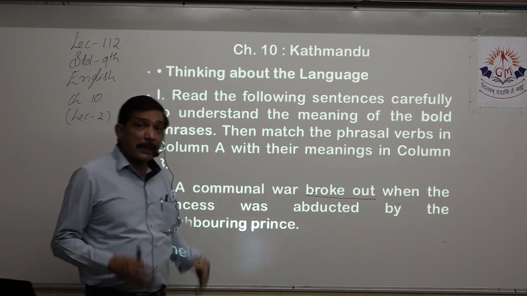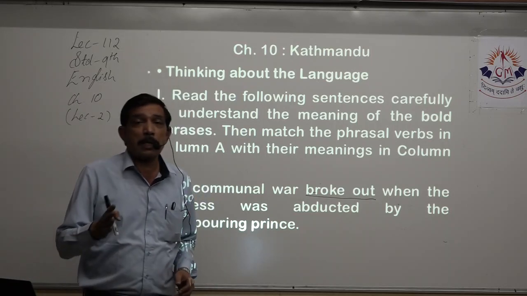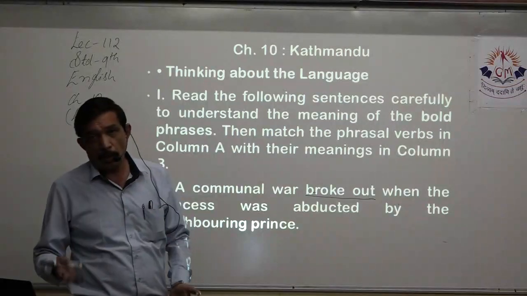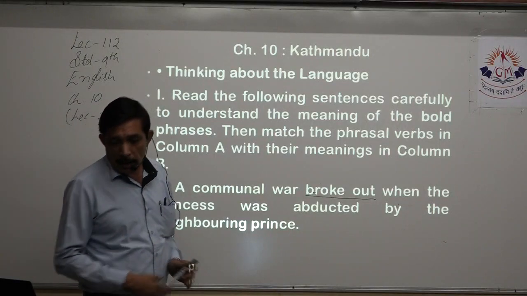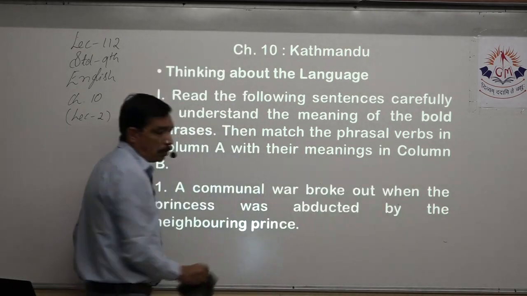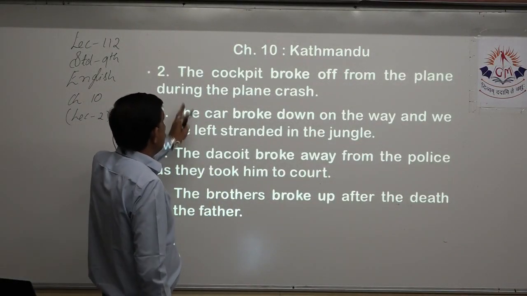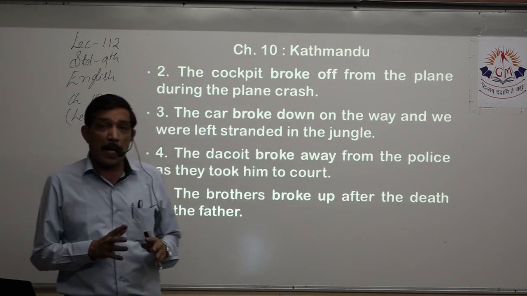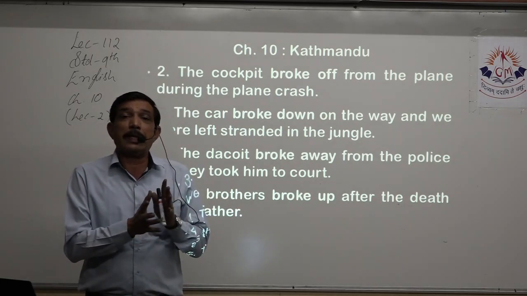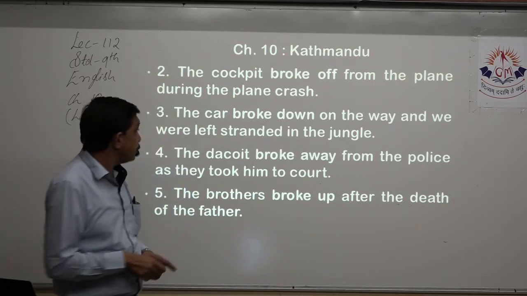Here, communal war started. So, communal war started, broke out. So, the meaning of broke out is start, usually of something that may be a disease, maybe a pandemic, maybe war. So, this is the meaning that we get from this particular phrasal verb. So, please remember the meaning, broke out, start of something. The cockpit broke off from the plane during the plane crash. Now, when the plane crashed, the cockpit and the rest of the plane, cockpit is where the pilots sit, right? So, that thing got separated because of the force, because of the impact of the plane crash.